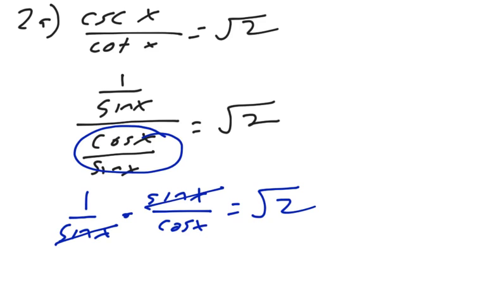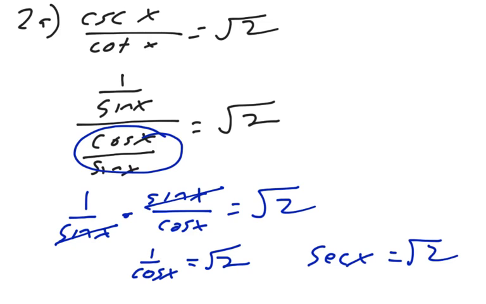The sine x's cancel, and so we get 1 over cosine of x equals the square root of 2. Now I don't want that 1 over, so the reciprocal of cosine is secant. So we got secant x equals the square root of 2.